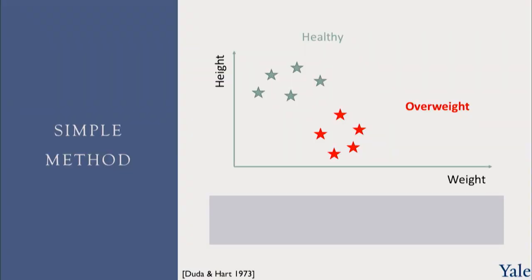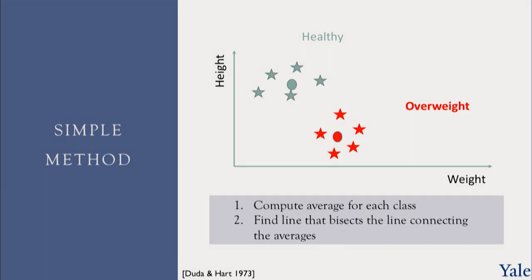This is the simplest algorithm. It comes from Duda and Hart, all the way back to the early 1970s. We compute the average for each class. So this green circle is the average person here, the average height and weight of the healthy. This red circle is the average height and weight of the overweight. And then we find the line that bisects the line connecting the averages. To put it graphically, you connect the averages and you find the line that cuts this line in two, and anything below that is overweight, anything above that is healthy.